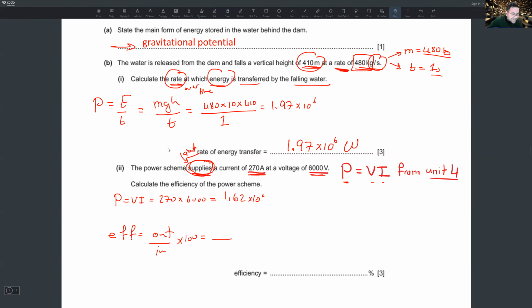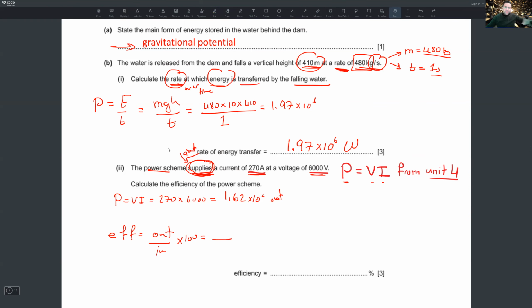You need to get the entire idea of this. This is a power station that takes in water and gives you output. For this power scheme, supplies us. It is not supplied to the scheme. It supplies us with this power, so that is the output. Another way is to think of the scheme itself.